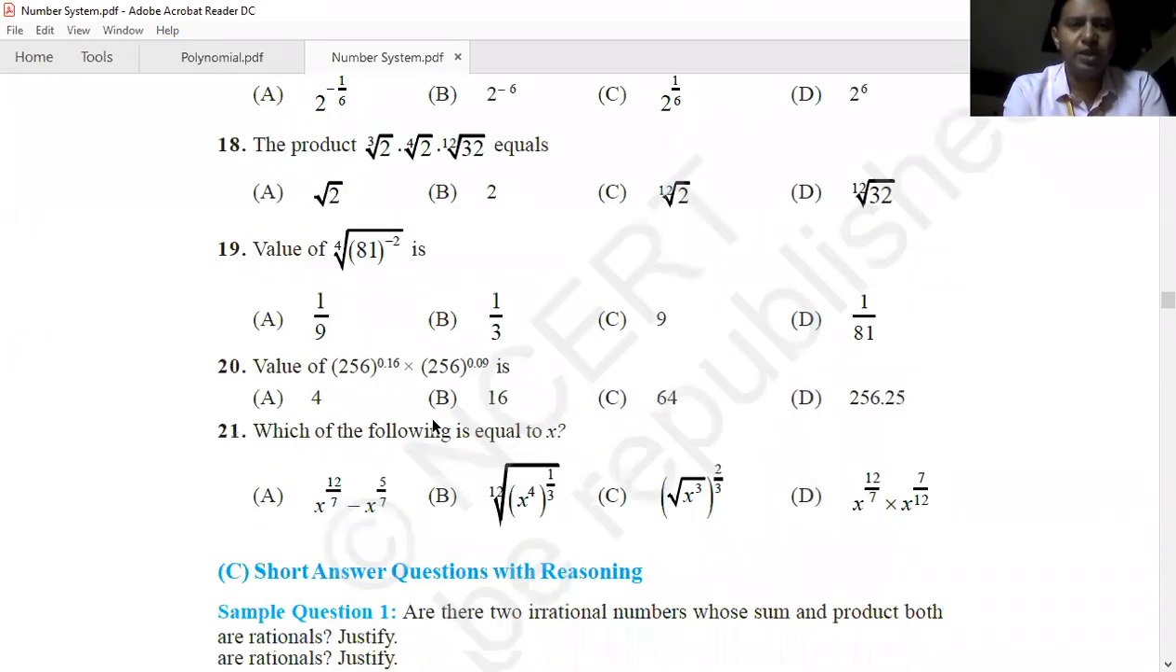Likewise, in question number 20, this sort of question was asked two years prior: 256 raised to the power 0.16 into 256 raised to the power 0.09. The bases are the same, so the powers are added. That is 0.16 plus 0.09, that is 0.25. So 256 raised to the power 0.25, which is 1 by 4. 256 raised to the power 1 by 4 is the fourth root of 256. The answer is A, that is 4. So these were the MCQs.